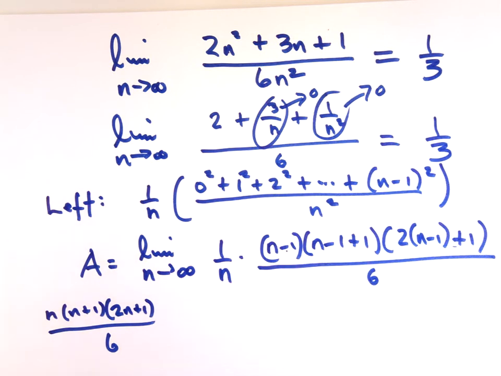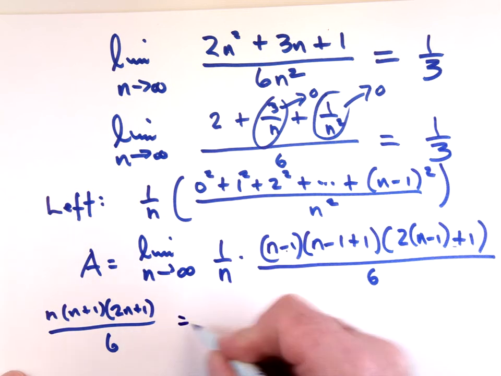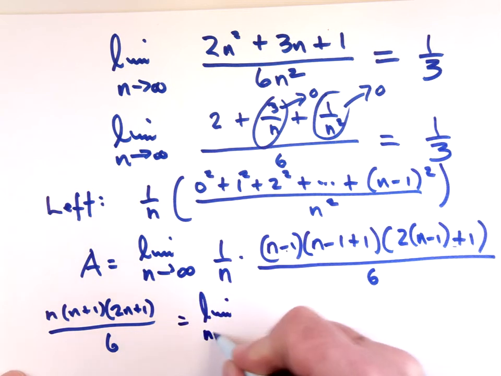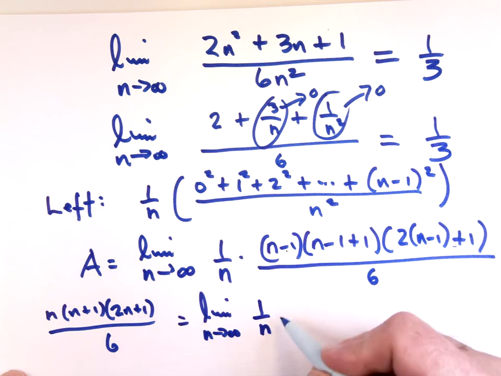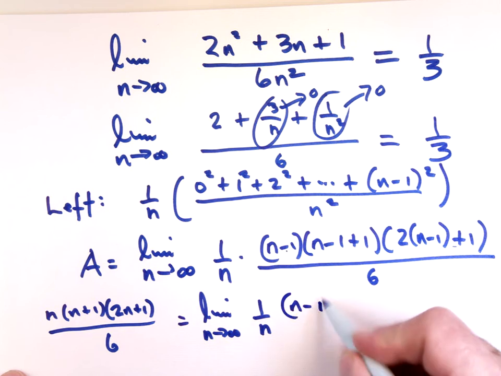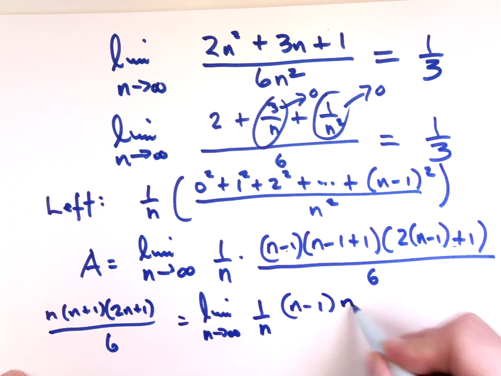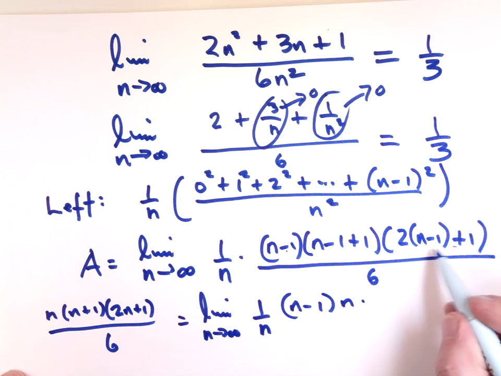Okay. So what do we get? We get the limit as n goes to infinity, 1 over n. Let's see what happens here. I end up with an n minus 1, n minus 1 plus 1, which is n, and 2n minus 2 plus 1, which is 2n minus 1, all over 6. Okay.